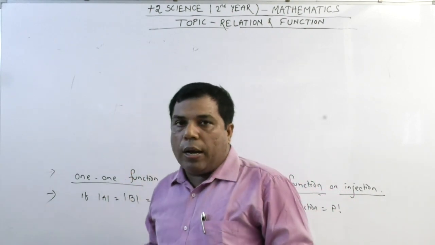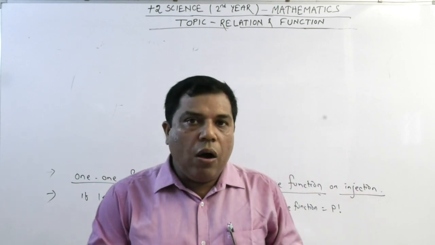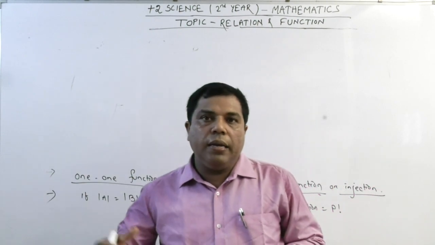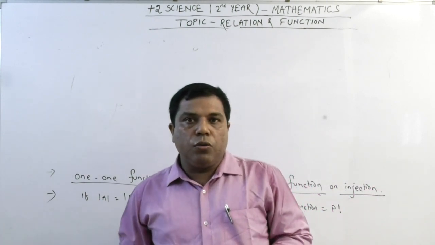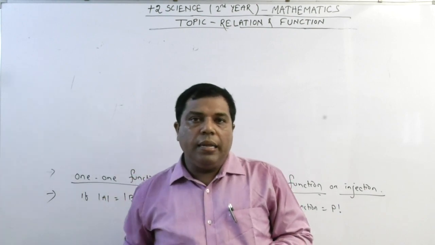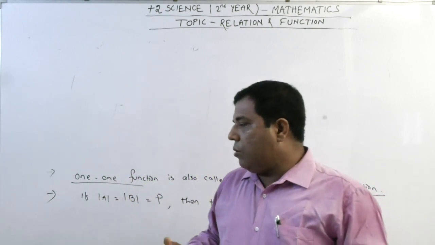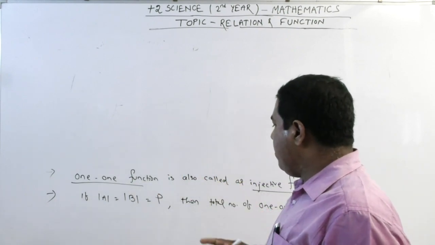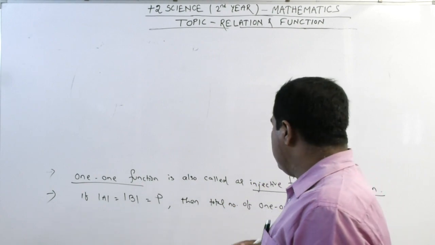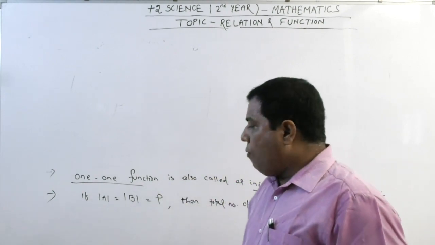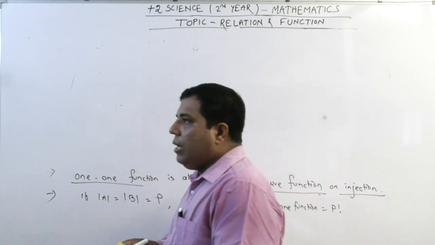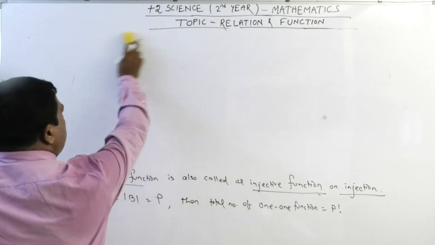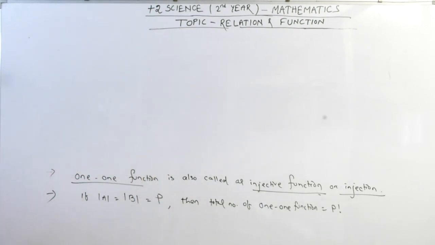Now we are moving to the one-one function, and we are checking how a function is one-one. When is a function one-one? If the different elements belonging to the domain set have different images in the codomain set. If the different elements of the domain set have different images in the codomain set, then that function is said to be one-one. Now we are moving to the total number of one-one functions if they are having different cardinality.